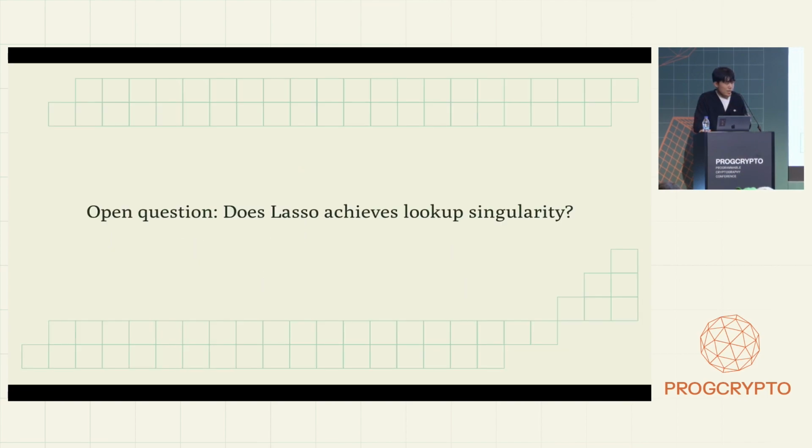So now we can re-ask: does Lasso really achieve lookup singularity? Yeah, this is just an open question. I don't want to answer this here, but let's think about that and discuss it.